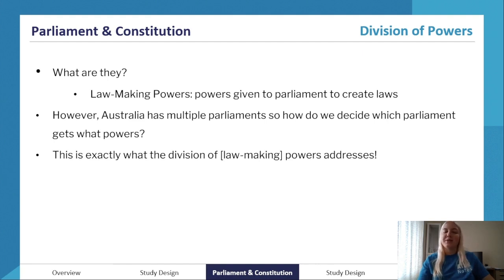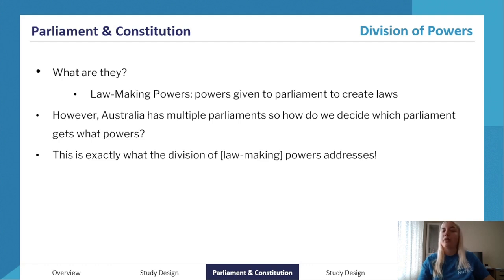Okay, so our next concept is the division of powers, and I feel like this concept helps to explain all of the roles of the lower and upper house and the Crown as well. Now, first of all, being able to define it. Lawmaking powers are the powers given to Parliament to create certain types of laws. So, we have the division of powers enshrined in the Constitution so that we are able to decide which Parliament gets what powers.